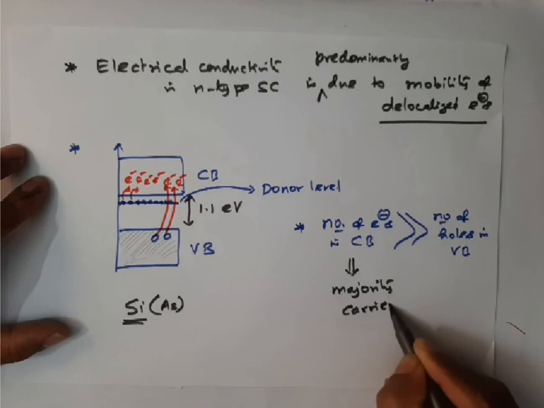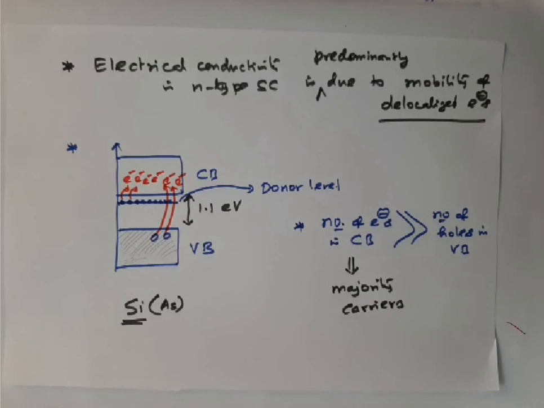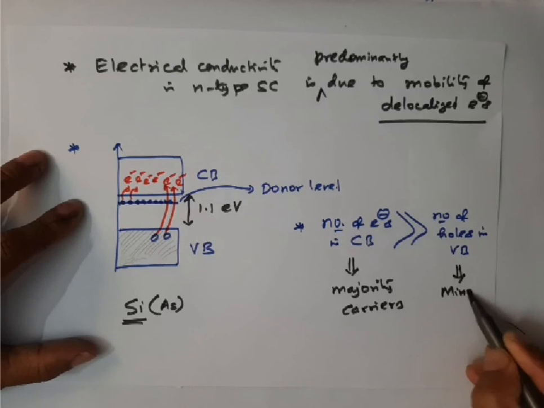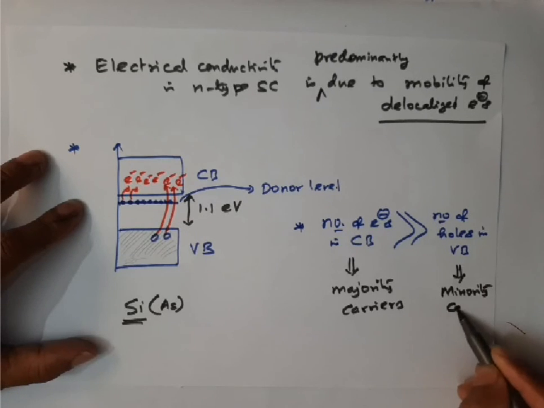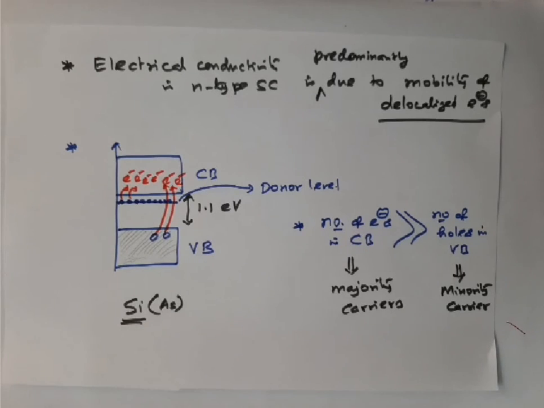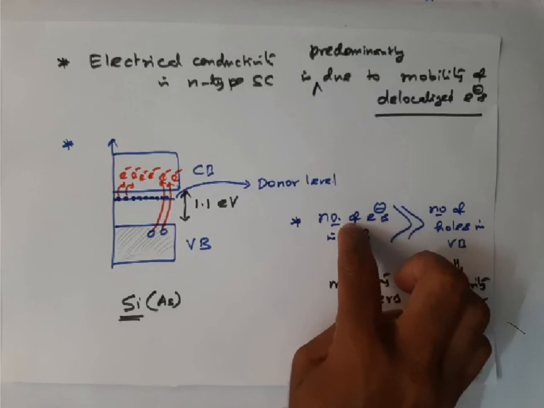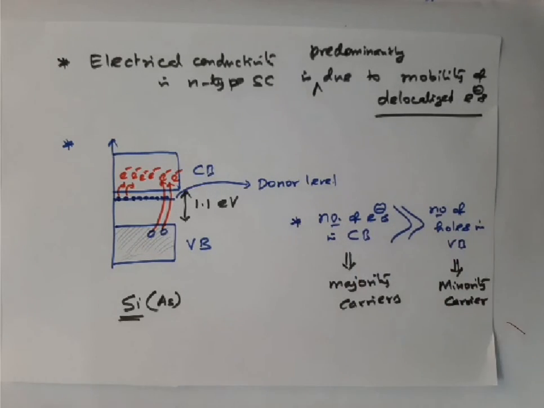So in an n-type semiconductor, majority carriers are electrons and minority carriers are holes. Carrier means a charged species which can move. Moving charged species are called carriers. That's why this semiconductor is called n-type, because the majority carriers are electrons.